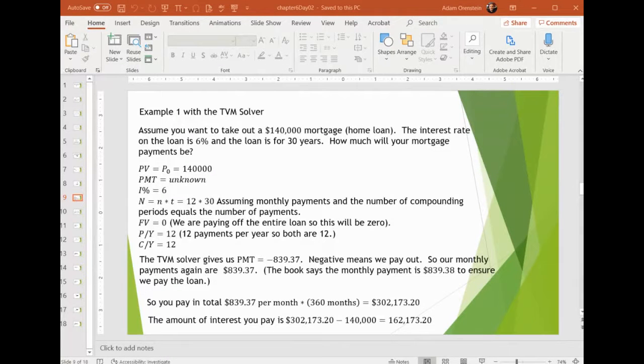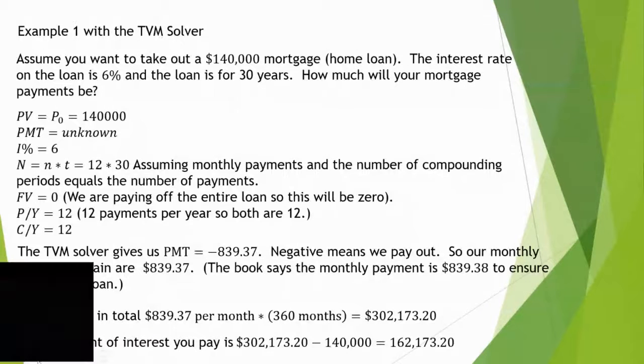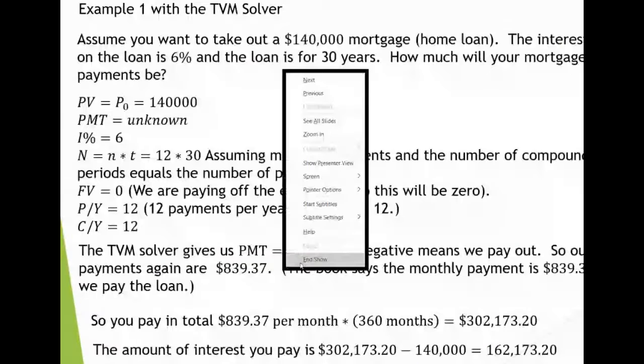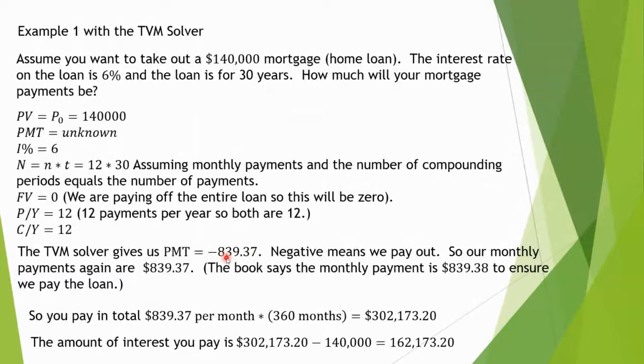Okay, so either way, we get our monthly payment to be $839.37. I mean, with the TVM solver, that gave us negative that, but again, that's expected because it's a payout, so that's why the negative's there, right? But you can also determine how much money you're going to spend overall to pay off the mortgage, the loan that is.